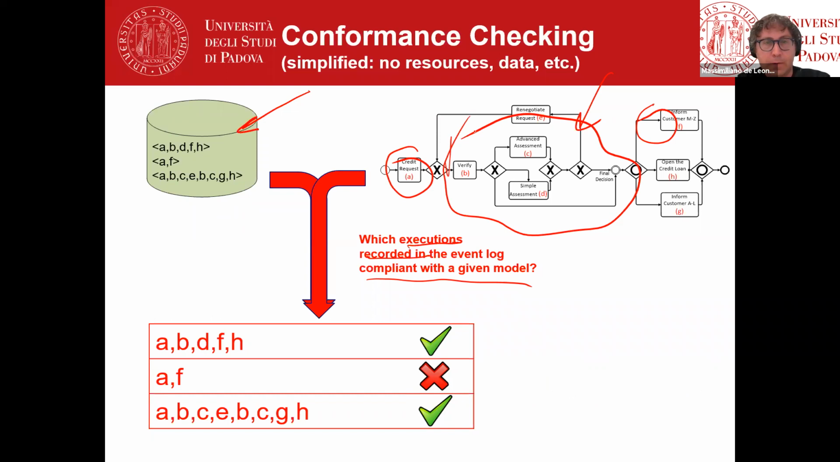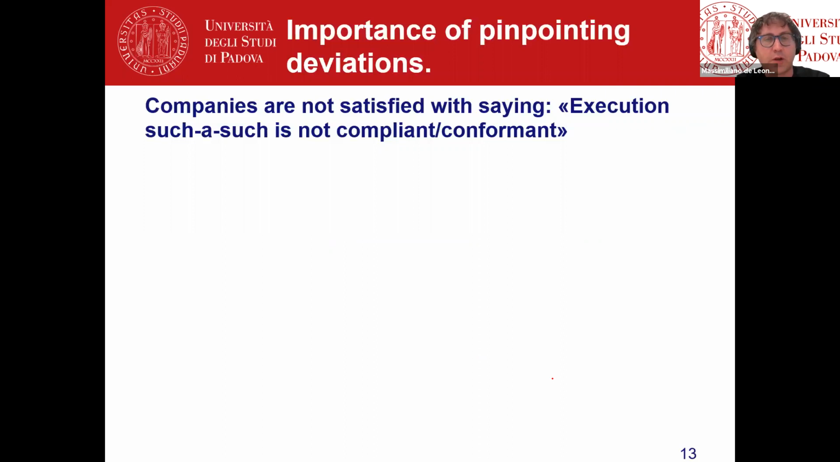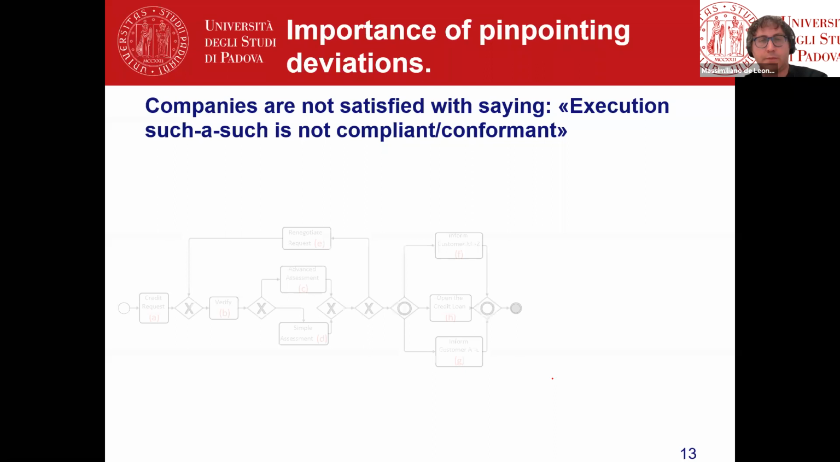If now I go to the company and I just say to them, look, the first and third executions are compliant and the second one deviates, the obvious question that everybody can imagine is: well, that's okay, but just telling me that an execution is or is not compliant is not enough for me. I want to know why and where these deviations occur. So it's important to pinpoint the exact places where deviations occur.